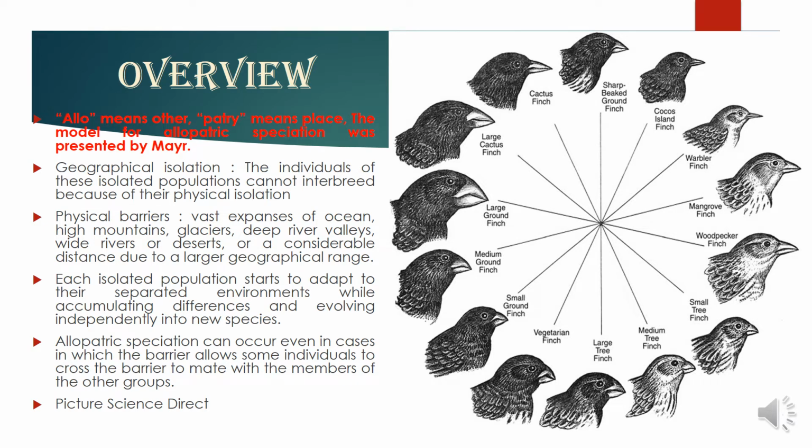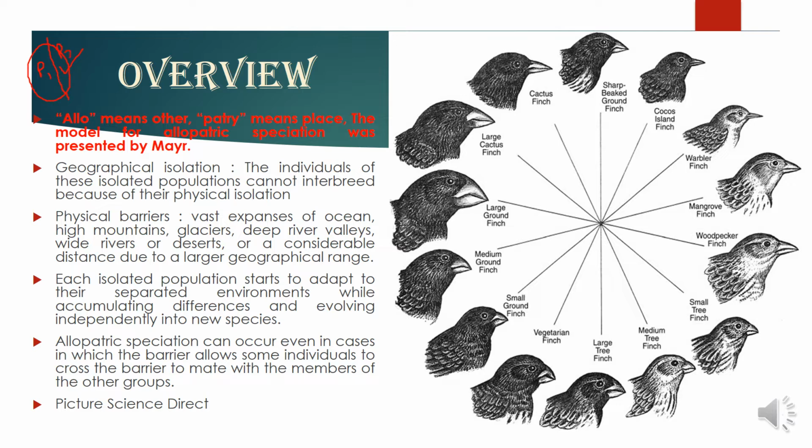Allopatry. Allo means other and patry means place. That is a speciation where the original population has a barrier, and the new species is developed on either side of the barrier. This is the parent population which is getting divided, and the new populations can be population 1 and population 2.